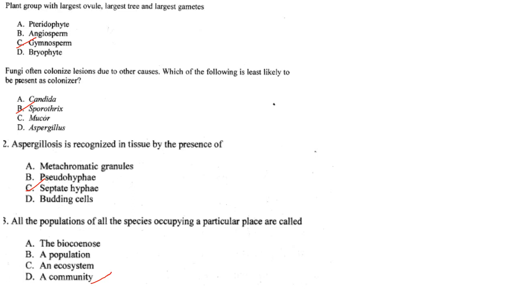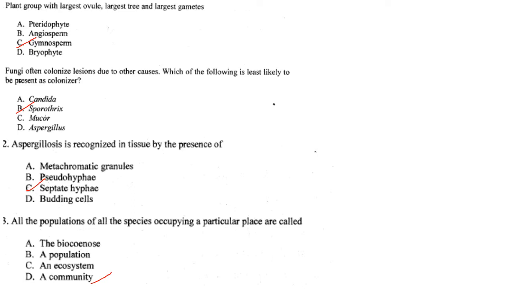So out of this, Sporothrix will not form colonies. Answer is option B. Aspergillosis is recognized in tissue by the presence of septate hyphae, that is option C. All the populations of all the species occupying a particular place are called a community. Answer is option D.